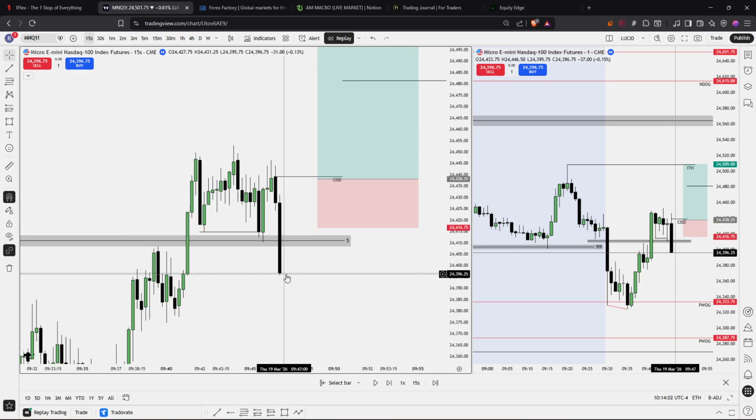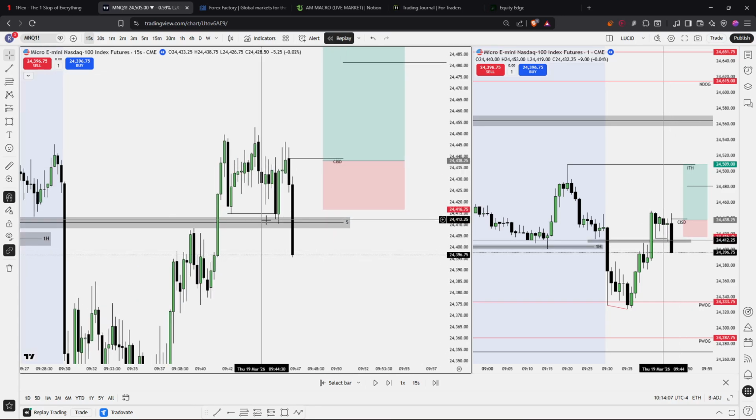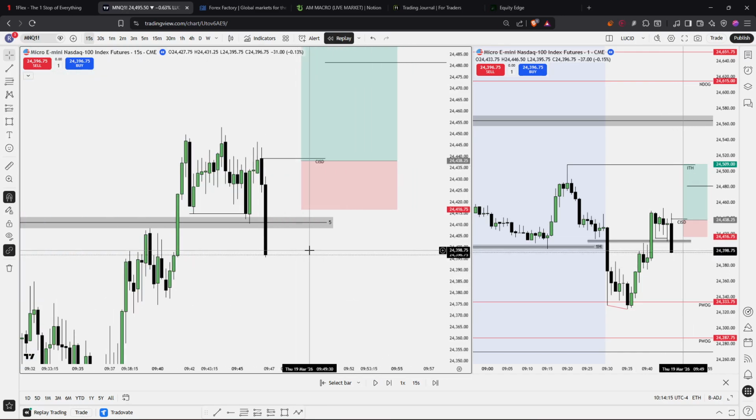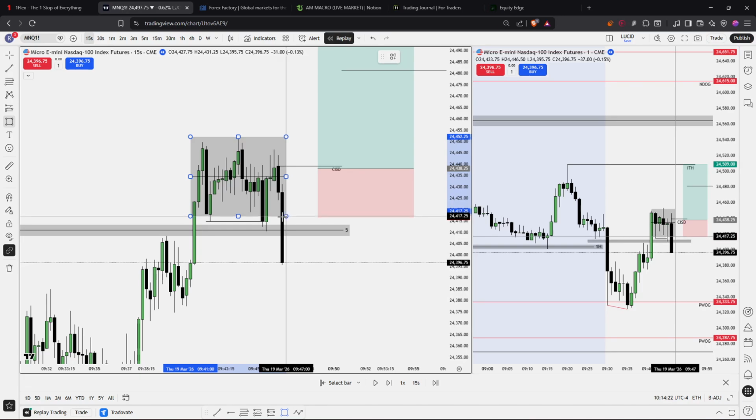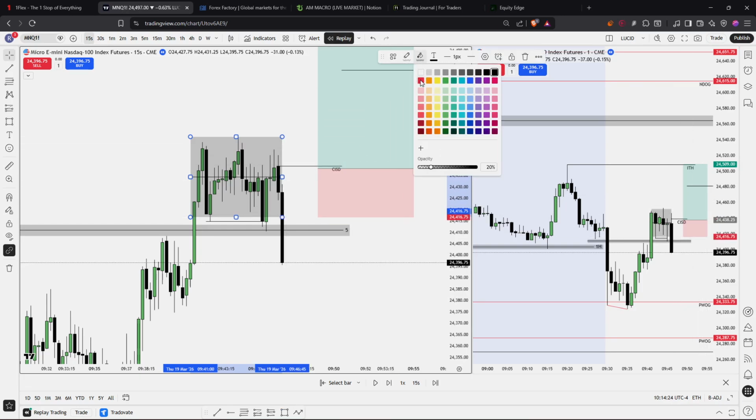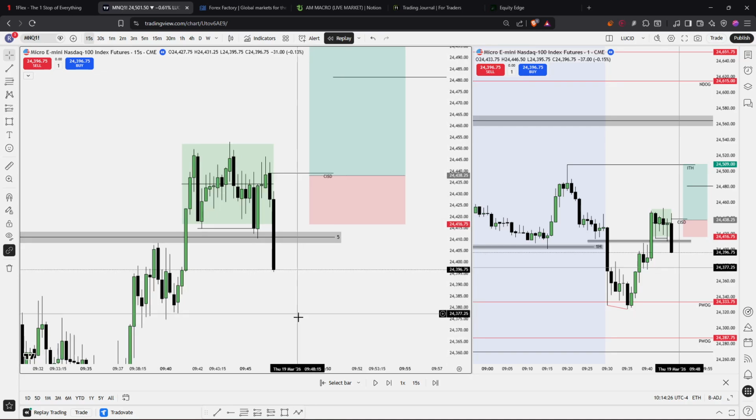boom, this is the clear manipulation. Once we break through this, most of the traders are thinking that we have inverted this gap, then we are most likely to trade to the downside. But this indeed just happened to be an accumulation. This was the complete accumulation phase.